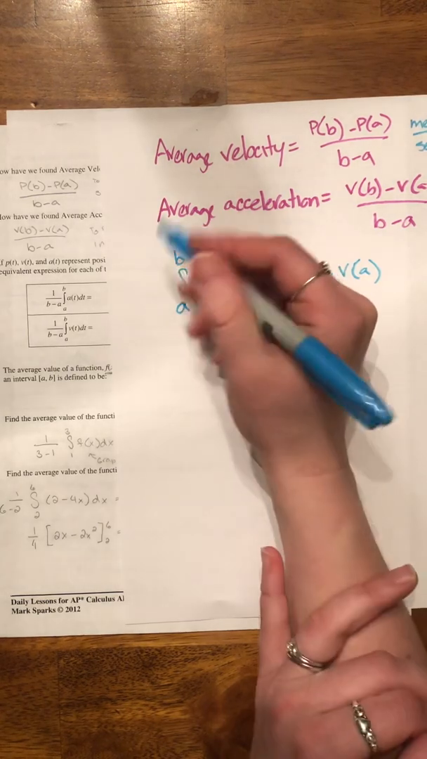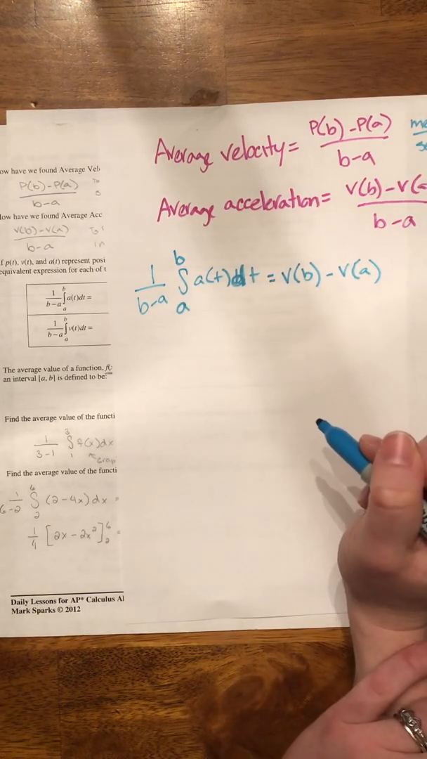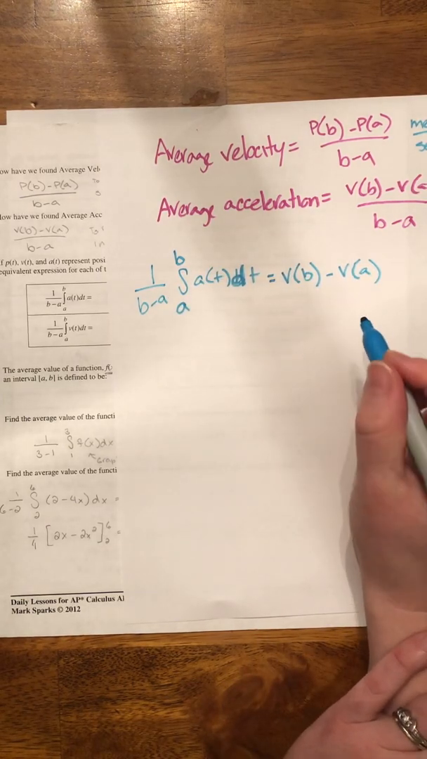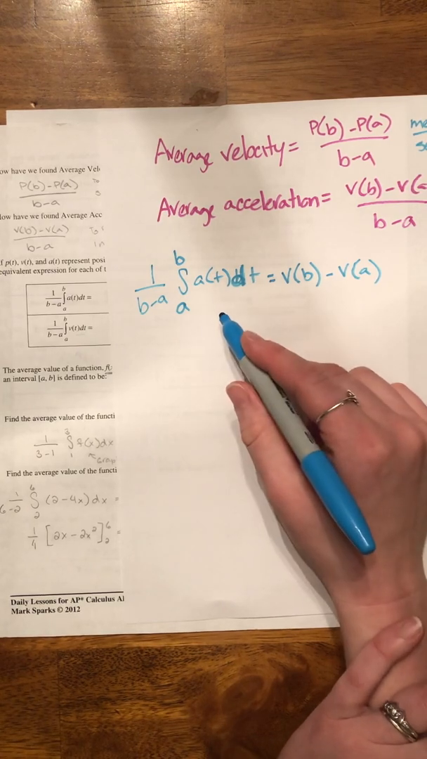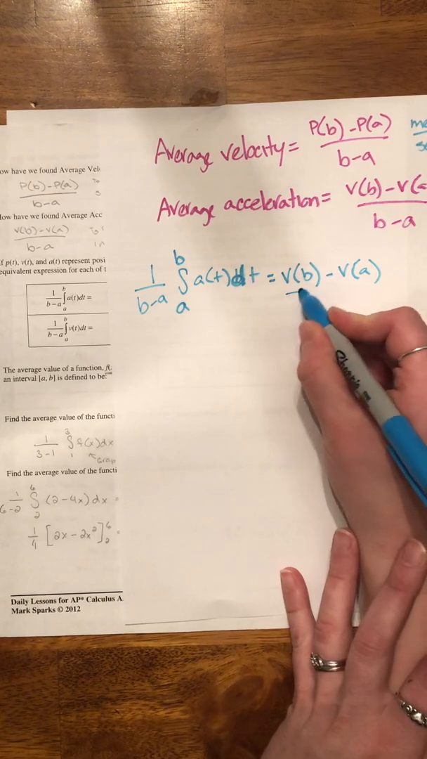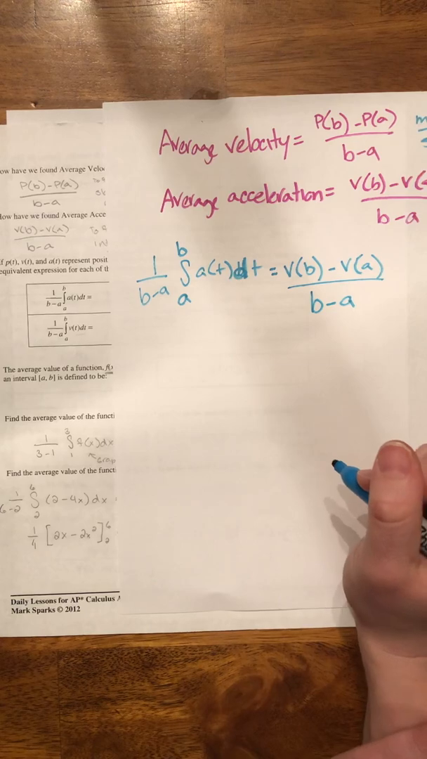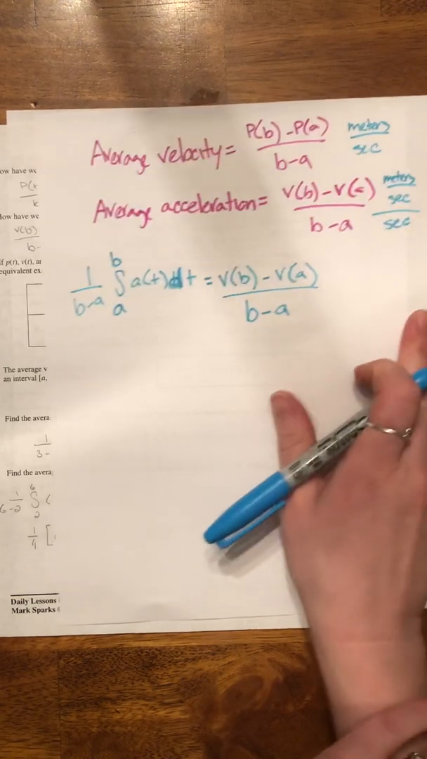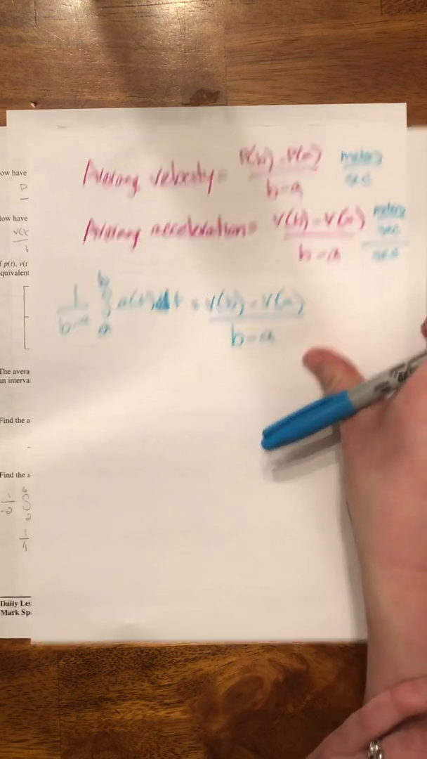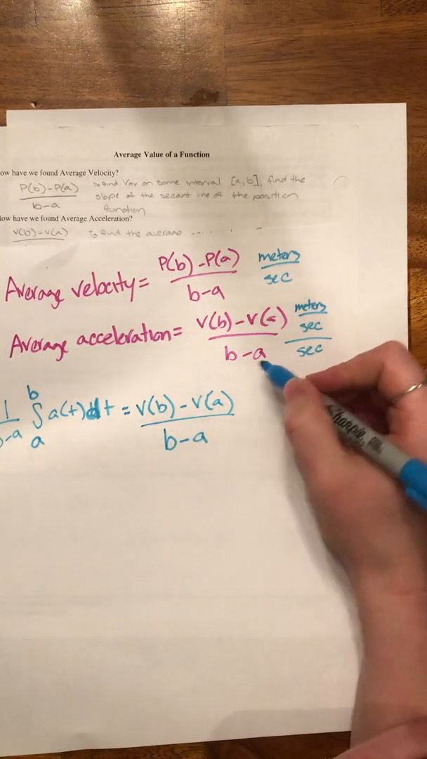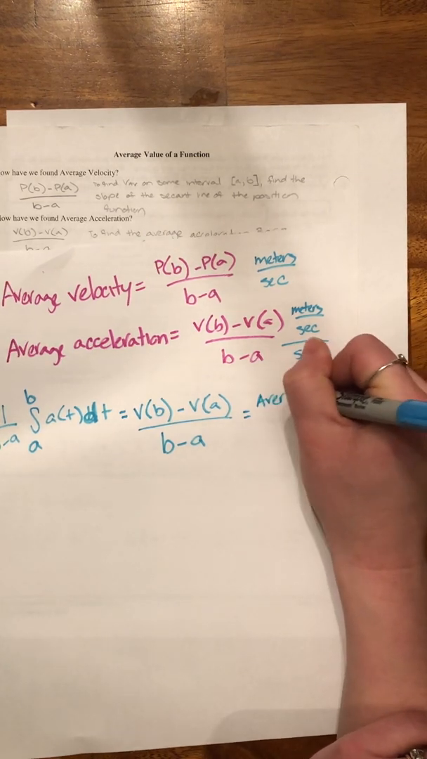So here's what I'm going to do. If I put 1 over B minus A in front, 1 over B minus A times this integral is the same thing as v of B minus v of A over B minus A. So what we have now changes up entirely, because this was the change in velocity. But as soon as I do this, this is that same thing we were talking about up here, which we just said was average acceleration.